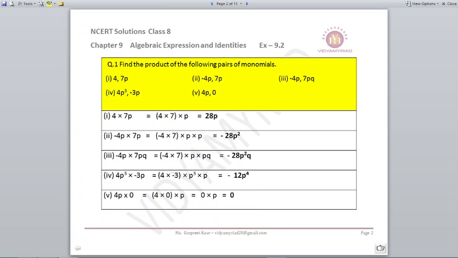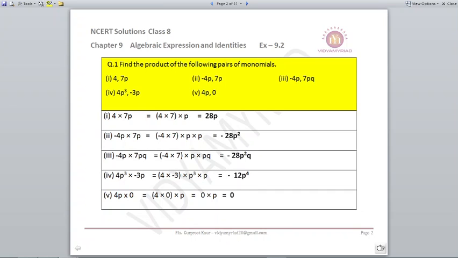Minus 4p into 7p. Now minus 4 into 7 is minus 28. p into p. There are 2 p's. So p square. Or we can say p raised to power 1 plus 1. That is 2. We add the powers in the multiplication. Please remember this. Next. Minus 4p multiplied by 7p cube. So minus 4 into 7 is minus 28. There are p into q. So there are 2 p's. So p square, q is alone. So q will remain like that.